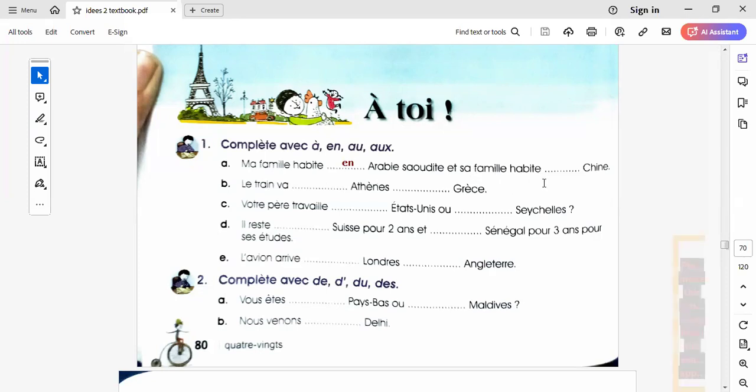Sa famille habite dash Chine. Her family lives in China. China is also ending with E, which means it is feminine. So we have en. Le train va dash Athènes dash Grèce.